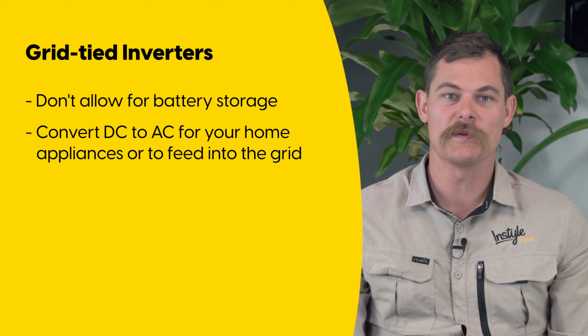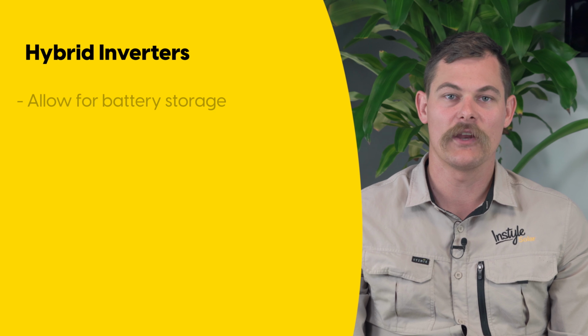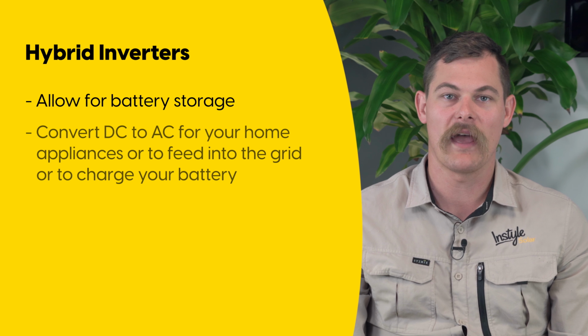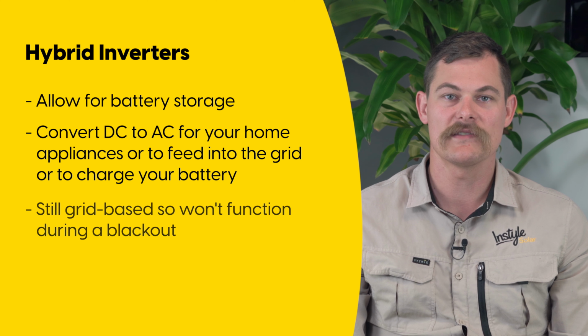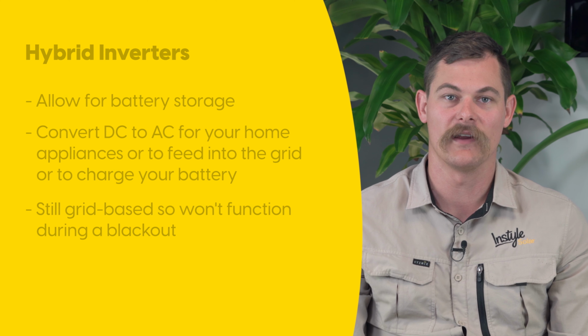When your system produces power, it will either be used by your appliances or be fed into the grid. Hybrid inverters are inverters that allow you to have a battery. These inverters will use the power created by your system to power your appliances, charge your battery, and feed into the grid. Hybrid inverters are typically still grid-based, which means that if there is a blackout, you won't be able to use the power generated by your solar panels or the power stored in your battery.